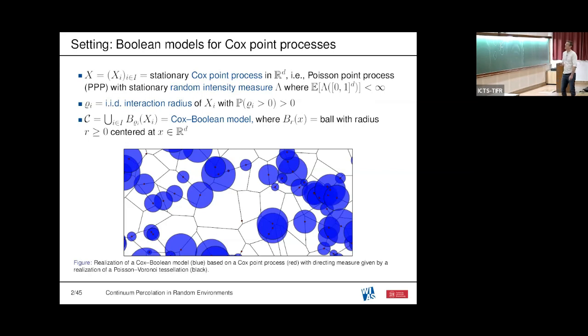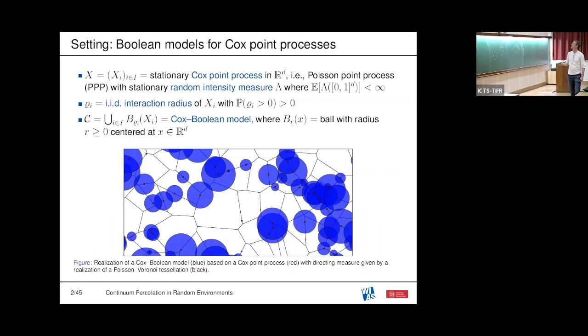A slight extension of this classical model is that I will, not always, but for the most part, assume that these interaction balls are IID random. So every network component has its own individual interaction range. And to make this non-trivial, there will be some positive mass on positive radius. So the Cox Boolean model is then the union of these balls.